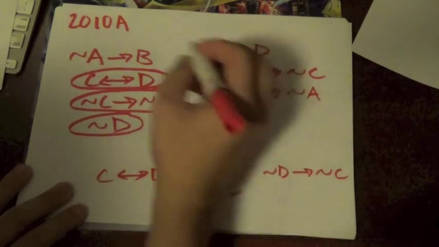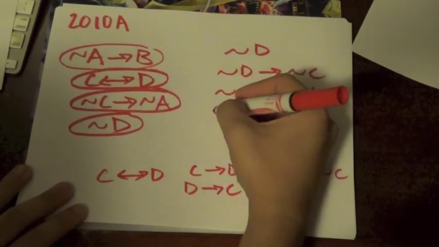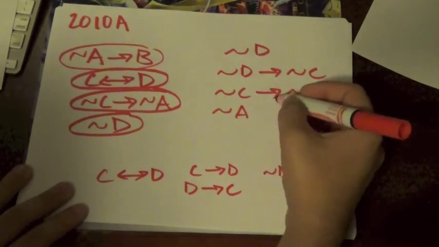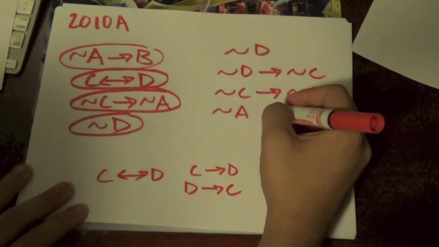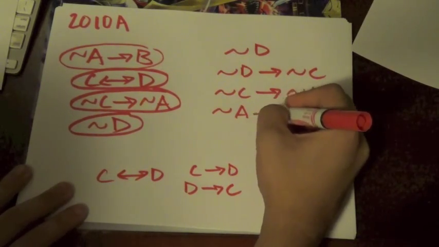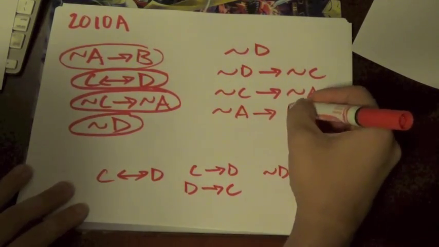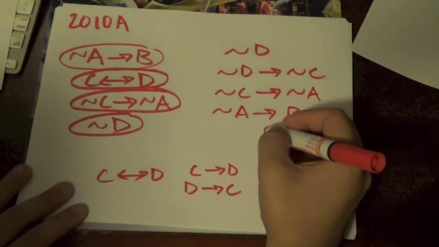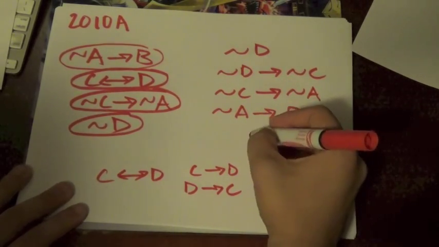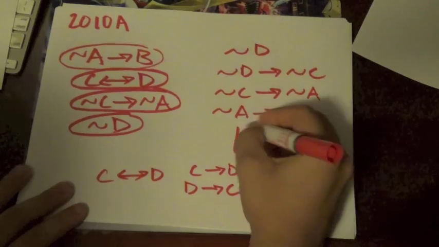If not A is true, then B must be true. We've now made a chain of statements leading from not D to B. Therefore, the conclusion using all 4 statements is that B must be true.